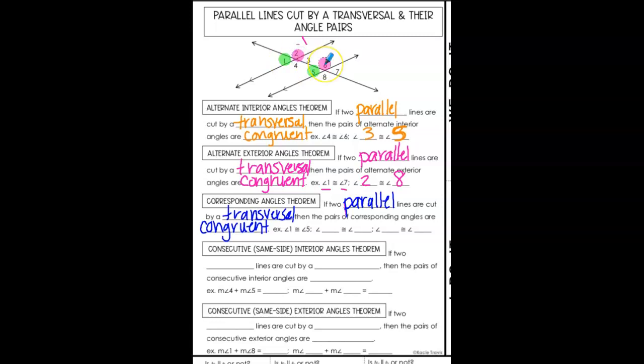2 would match with 6, 4 would match with 8, and 3 would match with 7. So if I write those in, 1 is congruent to 5, 2 is congruent to 6, 3 is congruent to 7, and then you can write in that angle 4 is congruent, that's what that symbol means, to angle 8. Okay, so that's corresponding.